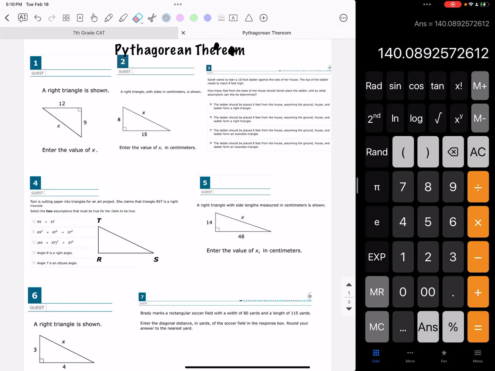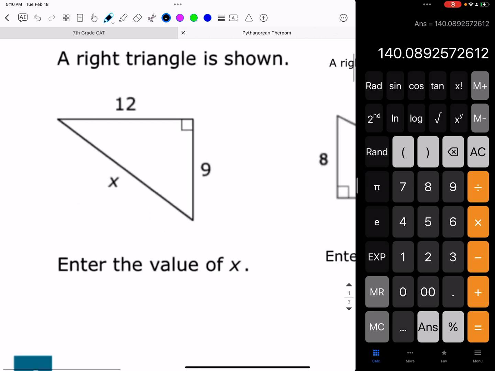All right, here we go. Pythagorean theorem, which I spelled wrong. The O's in the wrong spot. Okay, here we go. Nines. 9 times 9, the pink number, is 81. 12 times 12 is 144.